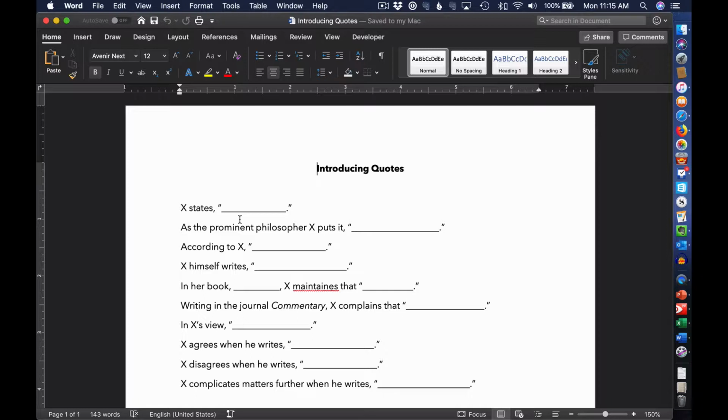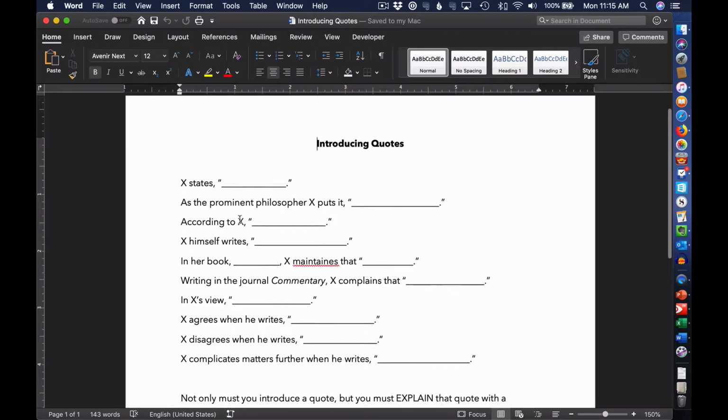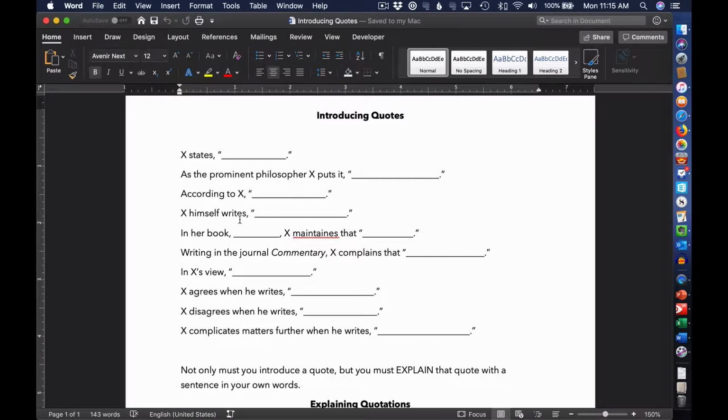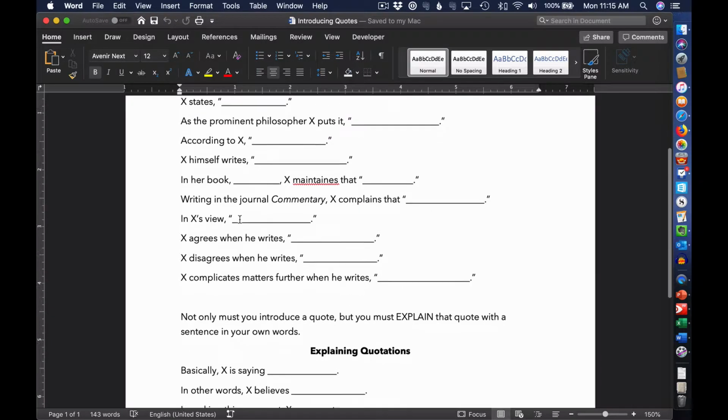There's a document that you have in your folder for Unit 3. You can just look at several of these. These are just different templates that you can use to explain and introduce your sources.